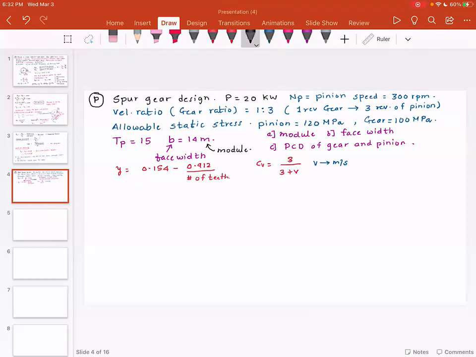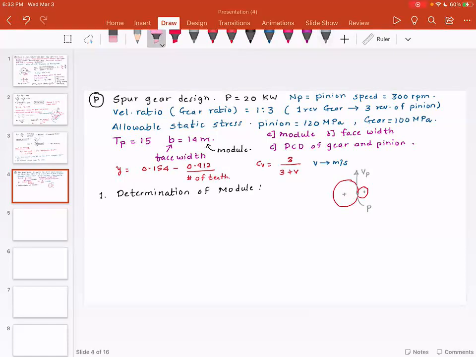So first and foremost, we are going to find out the module. Step 1, determination of module. In this case, we'll find out the pitch line velocity. Once again, pitch line velocity is the velocity of the pitch point. This is P. Whether you consider the pinion or the gear, by the law of gearing, this velocity has to be the same, whether you consider point P on the pinion or point P on the gear.